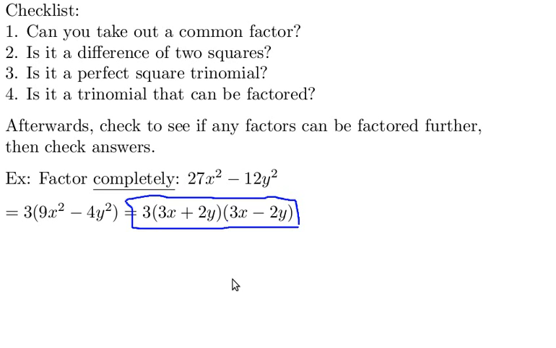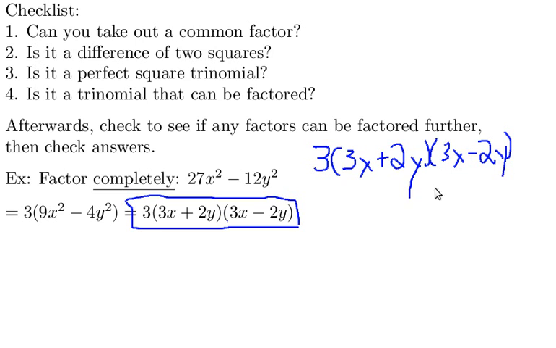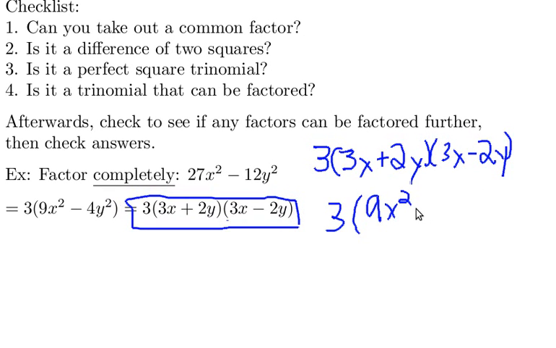But we want to go ahead and check the answer by distributing. So I'll do this up here. So say we have 3 times 3x plus 2y times 3x minus 2y. Okay, so first I could distribute this 3 first, but I think I'm going to go ahead and multiply this part out. So we'll have 9x squared, because 3x times 3x is 9x squared, minus 6xy, because 3x times negative 2y.